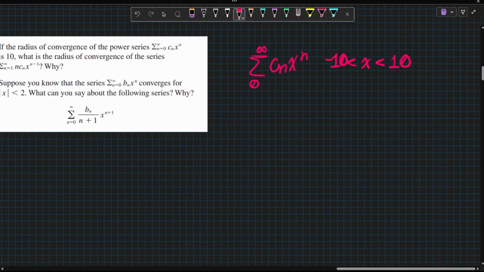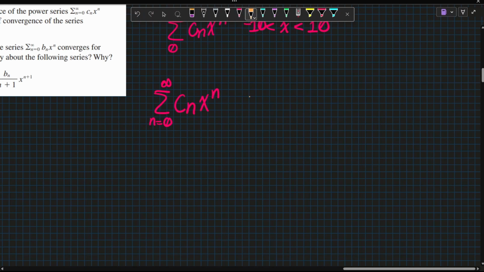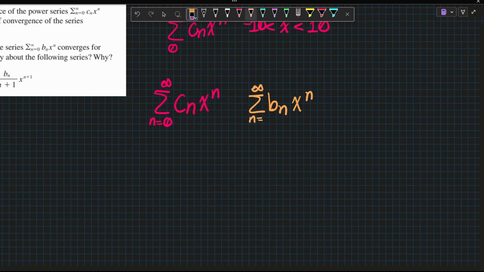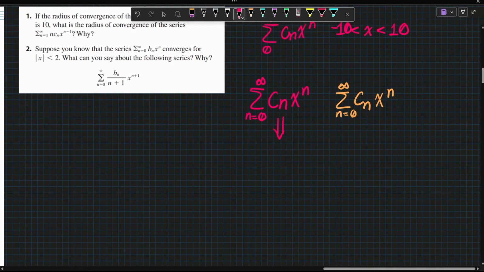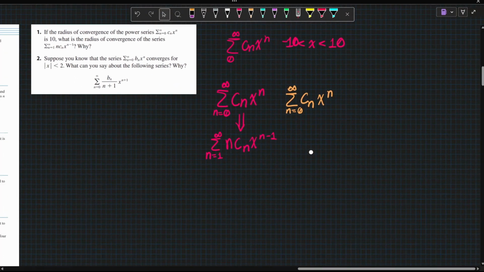Okay, now what can we see here? For our first series, we have c_n, some constant, times x to the nth power, from n equals 0 to infinity. Then for our second series, you have b_n x^n, n equals 0 to infinity. For the sake of showing what these are asking, I'm going to make this the same. Now we want to compare this series to the series sum from n equals 1 to infinity of n times c_n times x^(n-1). Right? Now what can we say about this?